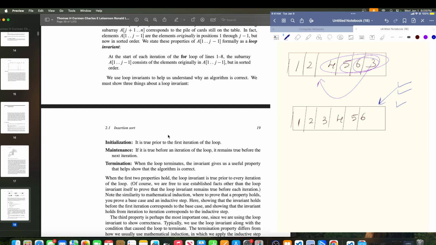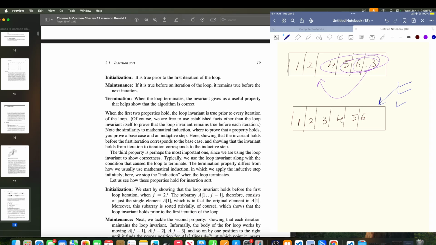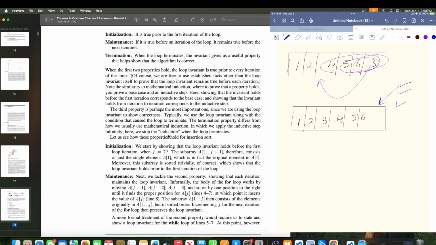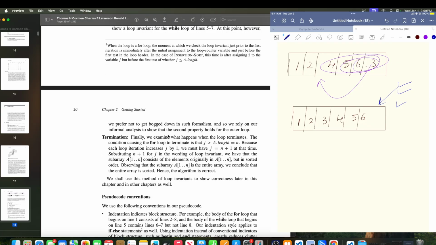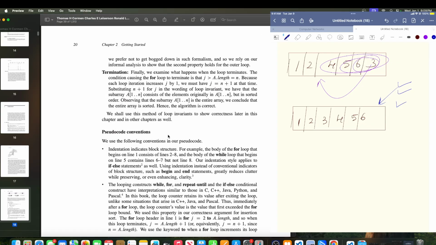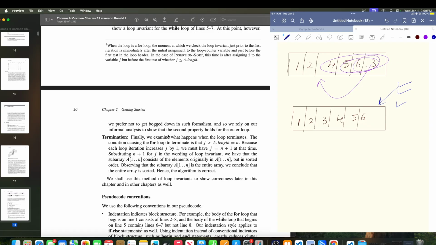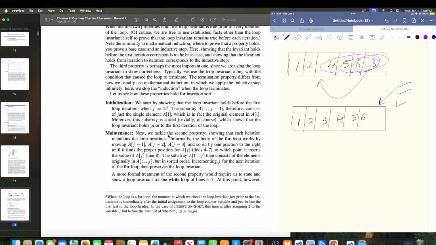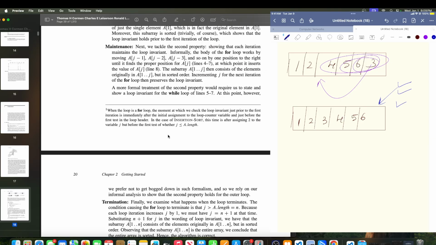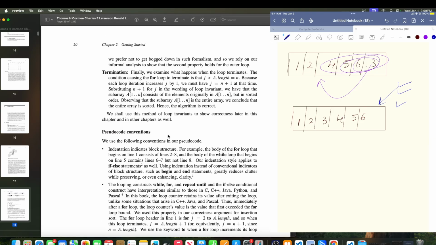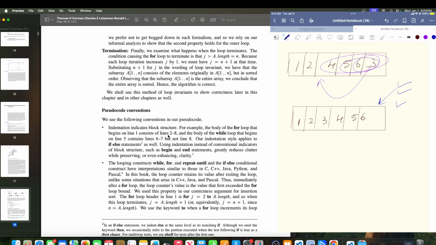Now, initialization. This is how loops work, right? When we write a loop, first we initialize, then we do the maintenance, that is the next property, and then comes termination. The loop should not run indefinitely, right? It should terminate at some point.